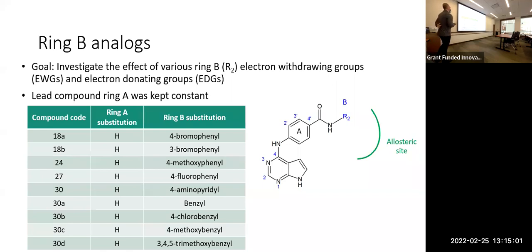And then going into our Ring B analogs, these were important in our research because we were trying to optimize the allosteric pocket binding and inhibition. The goal here was to, once again, investigate the effects of different groups on our lead compound, with the Ring A 3 position being constant. We did several substitutions, as you can see. 3,4,5-trimethoxybenzylamine, on the next slide, was one of them that actually showed really good results.